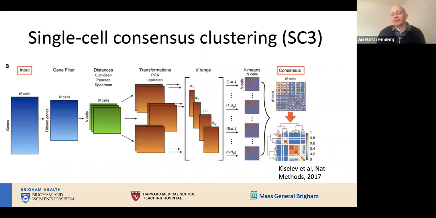One method which is based on k-means clustering and is used in single-cell RNA-seq is called single-cell consensus clustering. What this method essentially does is run k-means clustering multiple times using slightly different input parameters. Each of these parameter combinations provides a different solution for how the cells should be grouped. Then it takes all these different solutions, combines them into a consensus, and gives that as its final result.